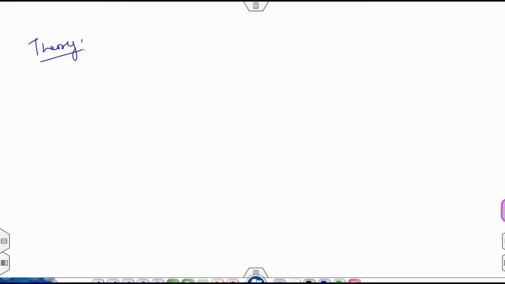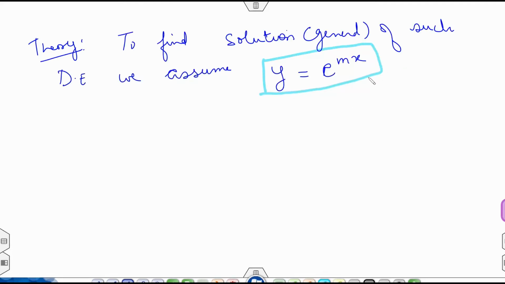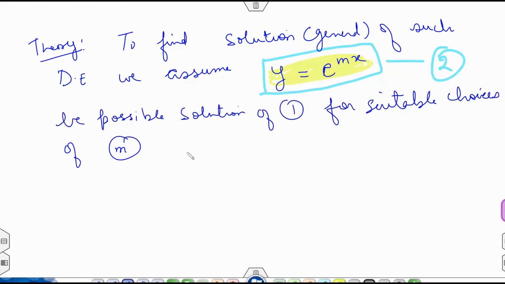To find the solutions of such a differential equation, we assume y is equal to e to the power mx. I'll call this equation number 2. We consider that this is the solution of our given differential equation. Now we find the suitable choices of m. So we assume y equal to e to the power mx is the possible solution of equation number 1, and we find the suitable choices of m. Let us see how to find the solution.